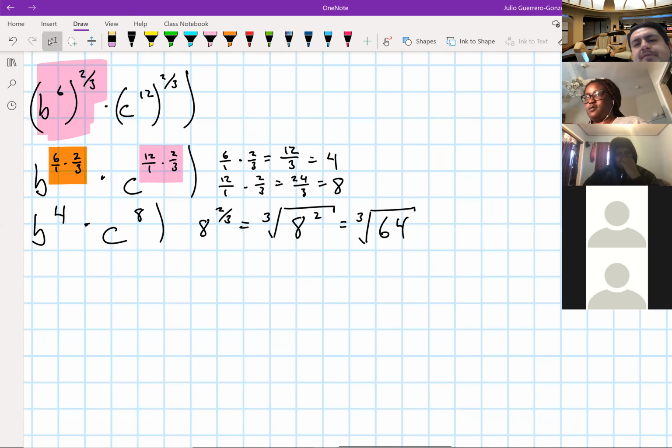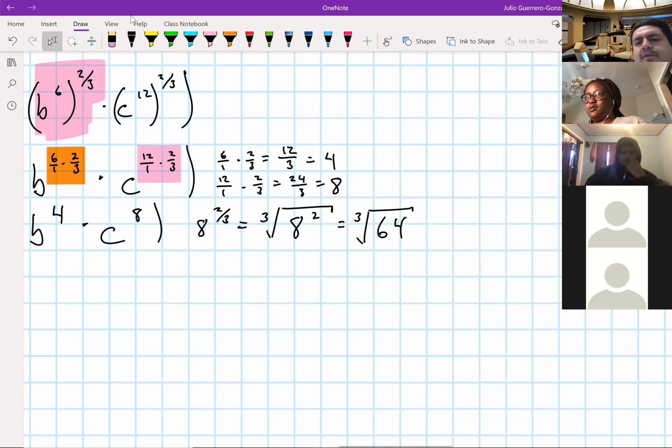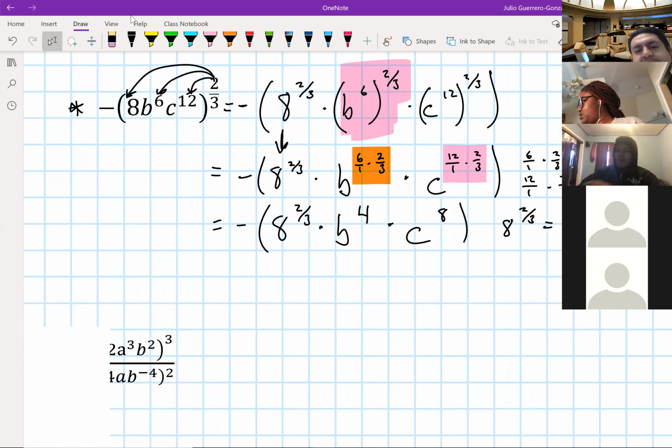And then the last step right here, the cube root of 64 is actually 4, because if you take 4 times 4 times 4, you get 64. Right? So then now we have this going on.